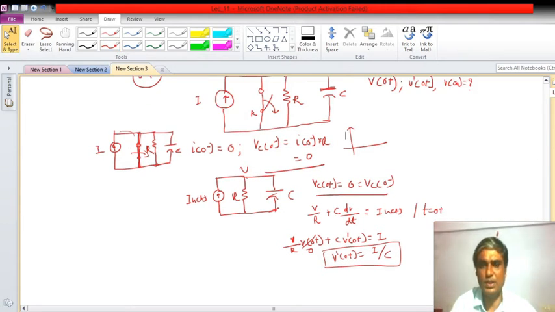And what will be V then? I into R for it. So I can write what will be my V of infinity. V of infinity will be I into U of t into R, which will be I into R.